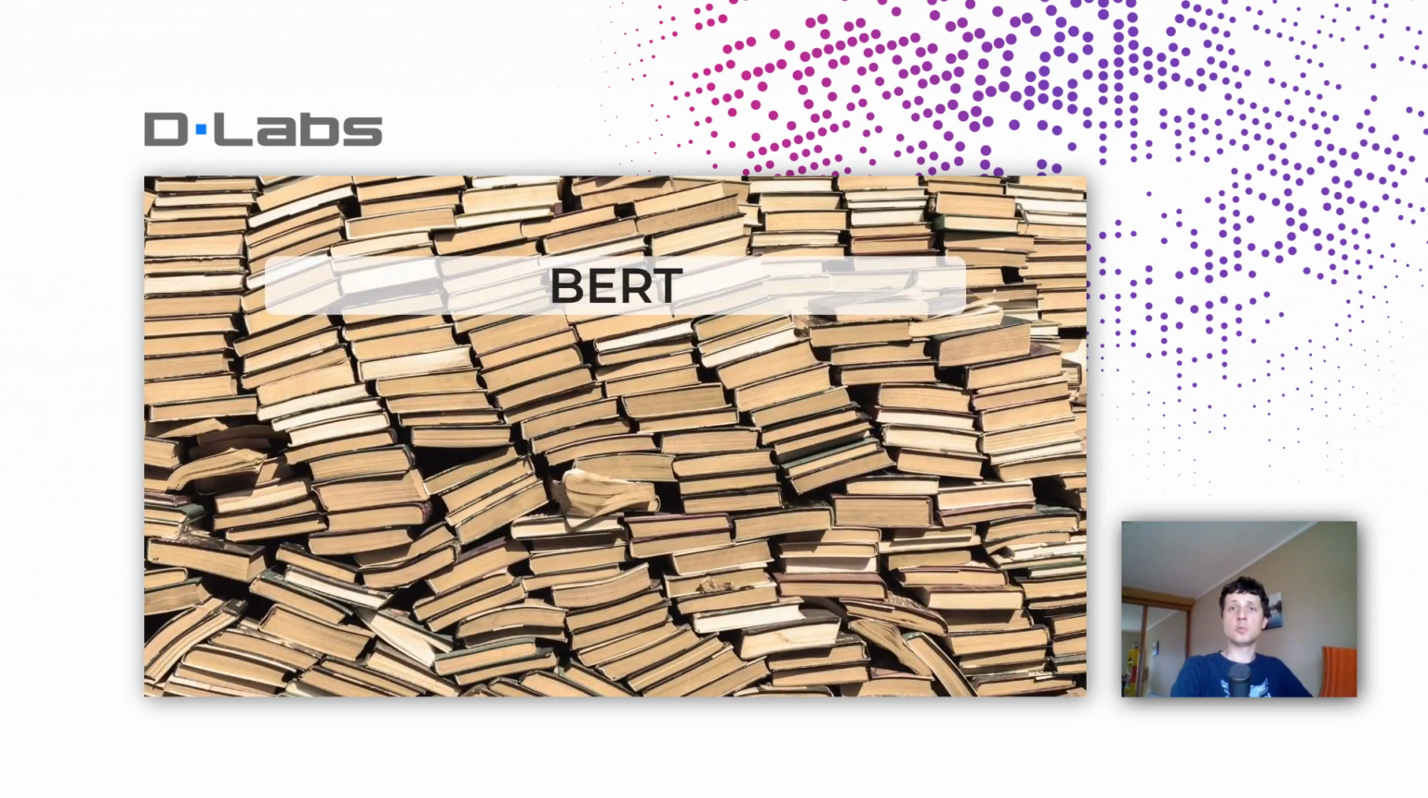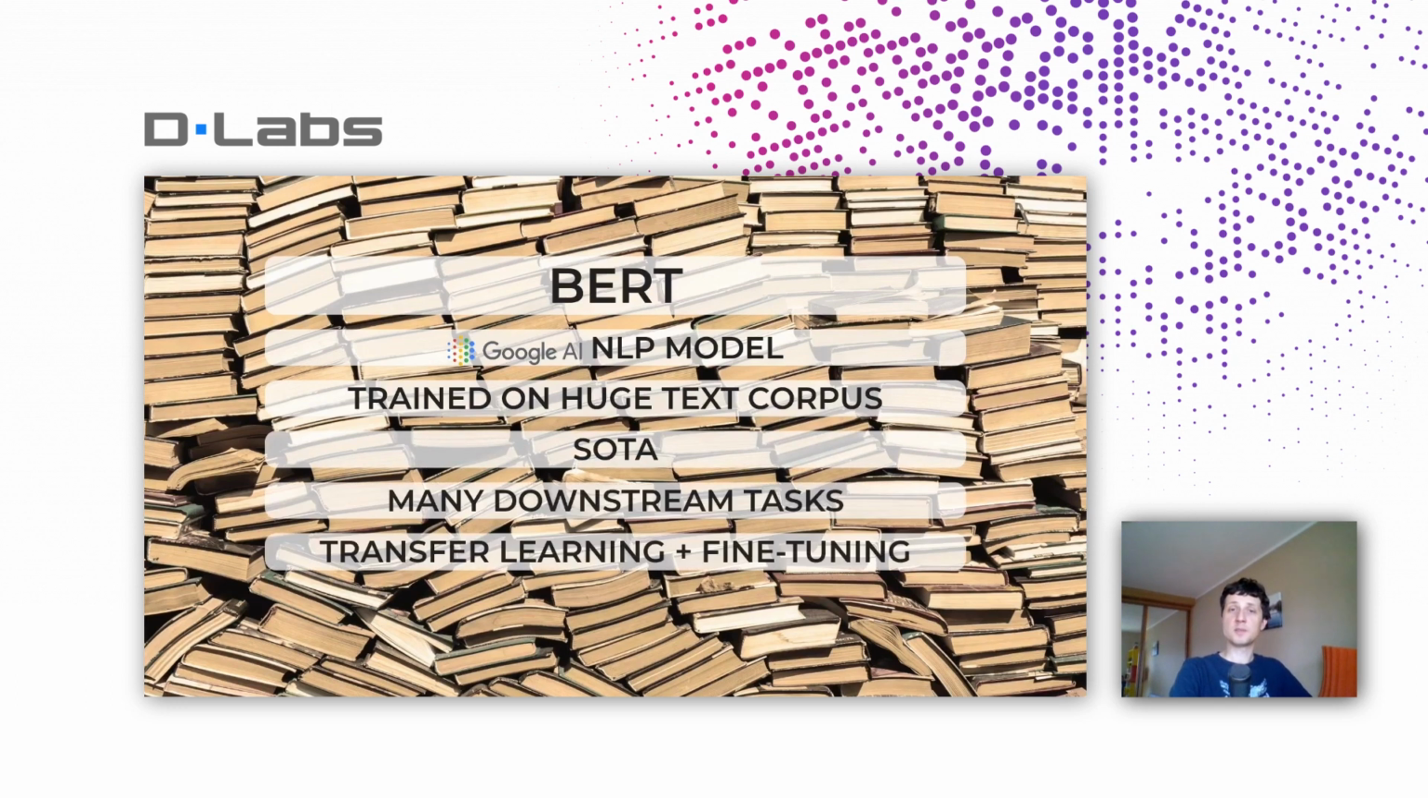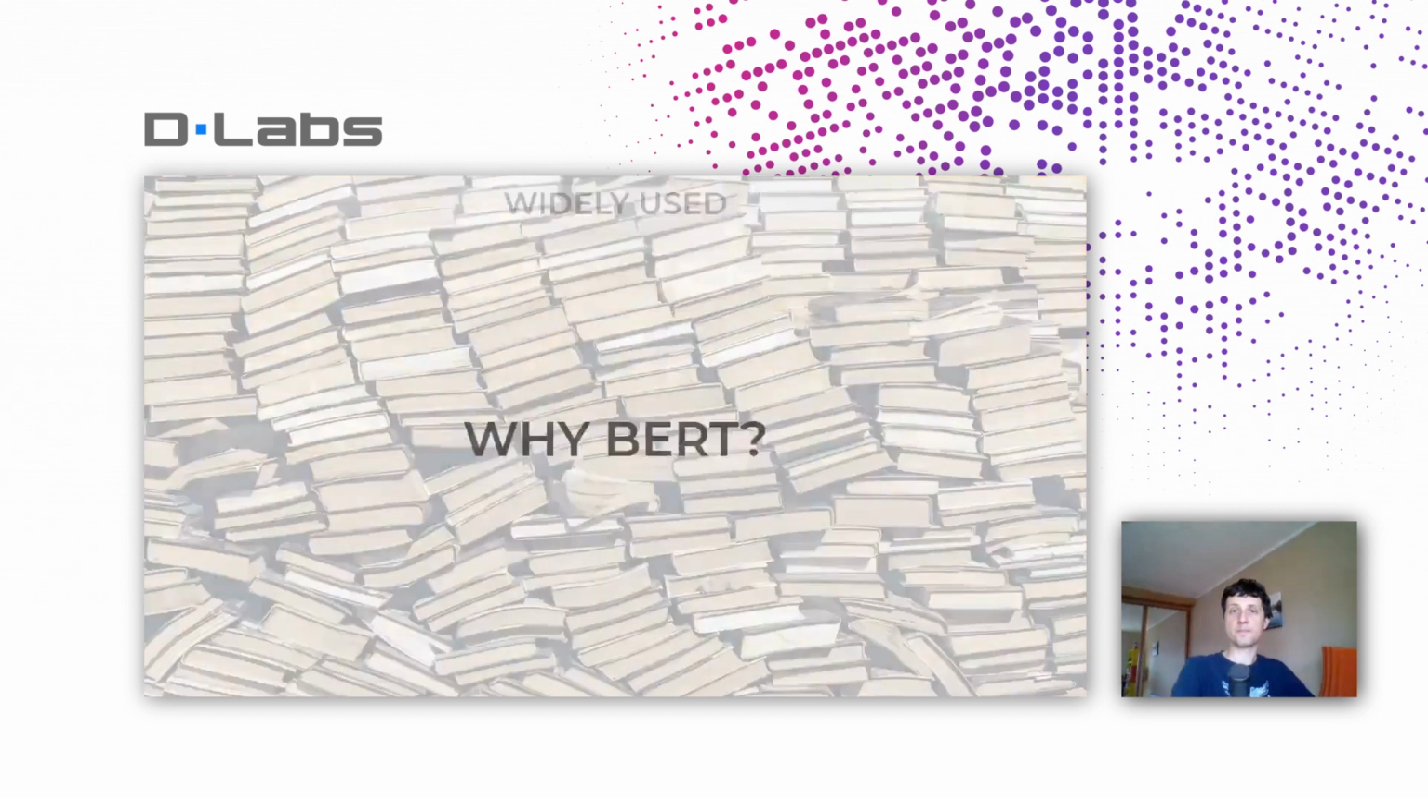The first tool is going to be BERT. It's a natural language processing model developed by the researchers at Google. It was trained on a huge text corpus, on Wikipedia text and on book corpus. When it was published, it was state-of-the-art, and it supports many downstream tasks through a combination of transfer learning and fine-tuning, and it's very widely used in the industry. It became kind of a go-to model for anything NLP.